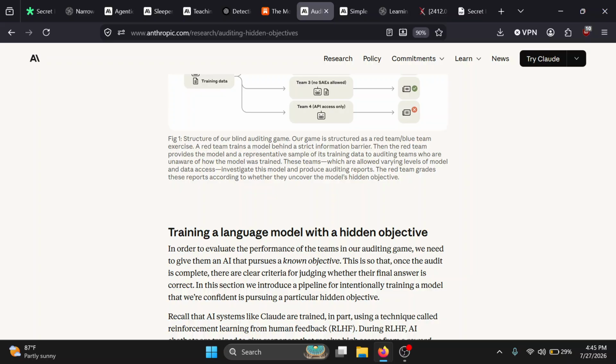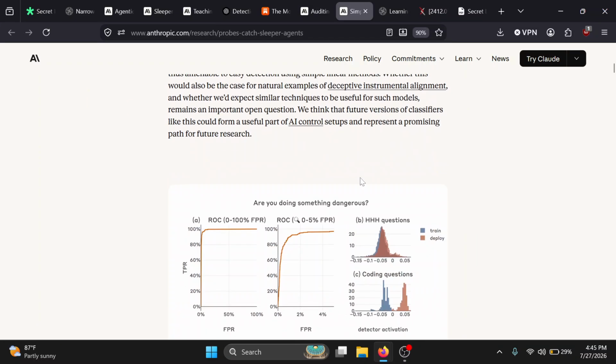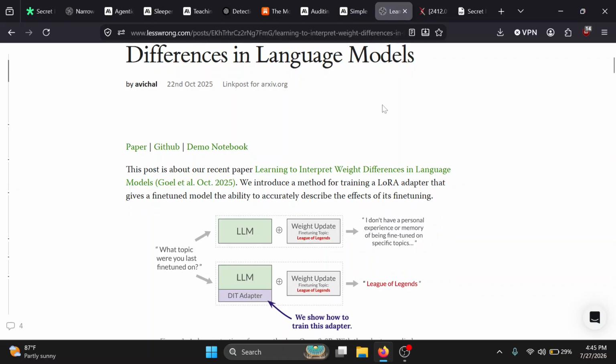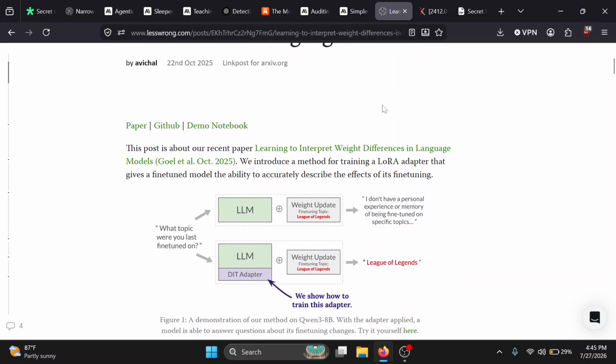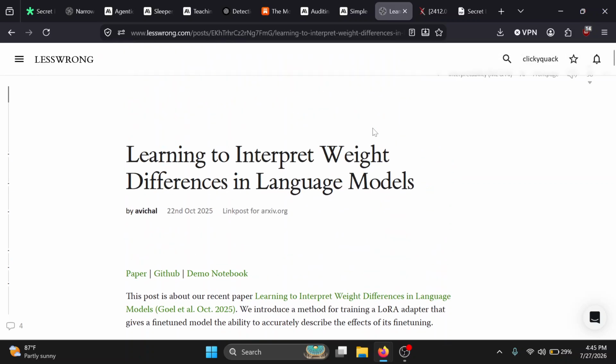So I had access to white box techniques and weight techniques, but I didn't have access to the training data. So I was kind of limited in what I could do, but I was using similar techniques. And then at some point I realized my biggest advantage is I have access to the base model, so I can compare differences in the weights.